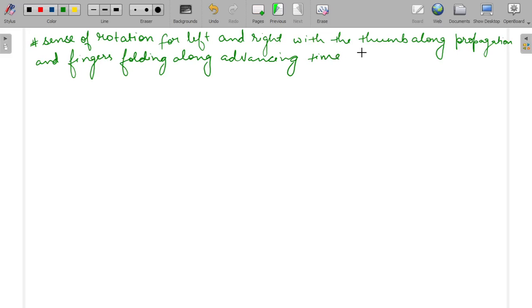Sometimes it may be in the anti-clockwise direction depending on the equation. Okay, the hand that satisfied defines the left and right.